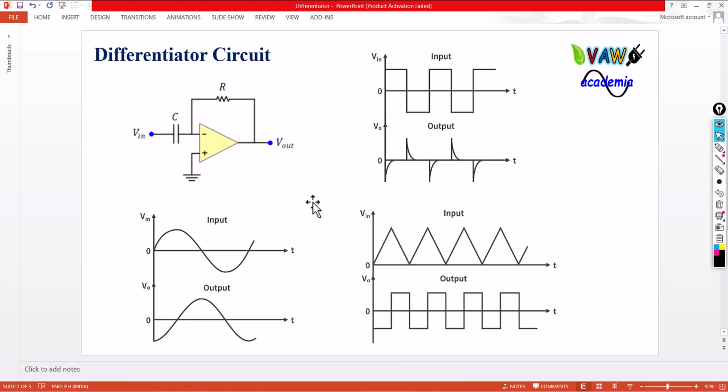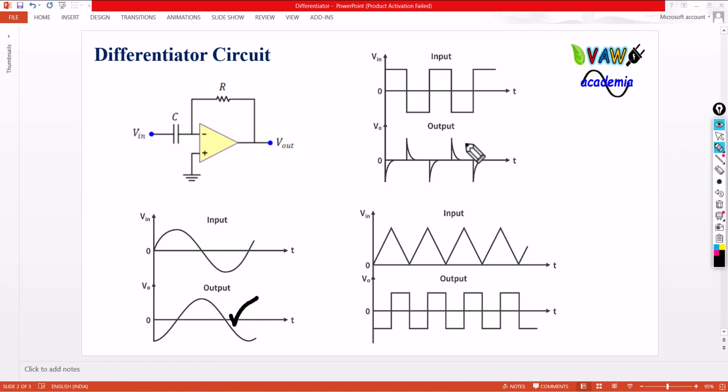If you look at this circuit diagram, this is the circuit which represents the differentiator using operational amplifier, which consists of two important elements, one capacitor and one resistor. The capacitor is connected in the input side of the operational amplifier, whereas the resistor is connected in the feedback path of the operational amplifier. We know that if you differentiate a sinusoidal waveform, it will give you a cosine waveform.